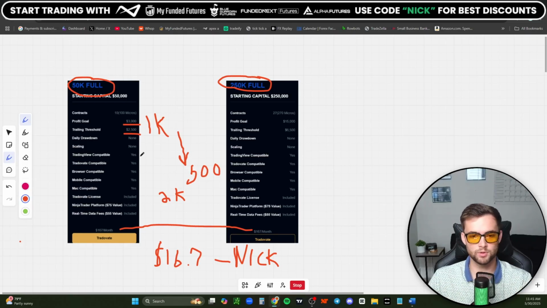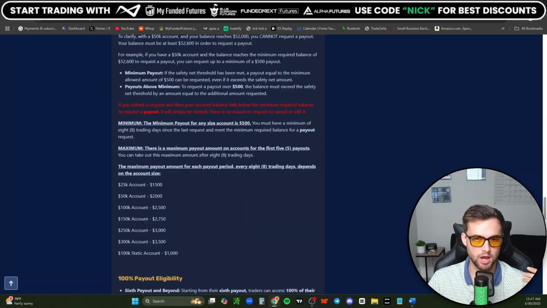And you can trade these with TradingView, you can trade them with Tradovate, everything. You can trade them on your phone. This is super great. Now, one thing that you probably notice is the profit goal to trailing threshold is pretty slim, right? So this is almost a 1-to-1 ratio, whereas this one over here is over 2. So you'd have to make 2 times your drawdown in order to pass. However, the difference between these accounts in terms of payouts is about $1,000. The 250K account is $3,000 per account that you can withdraw, and the 50K is $2,000.